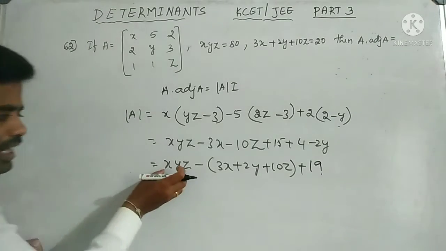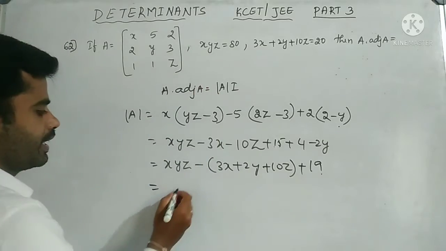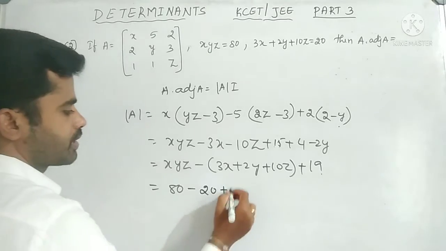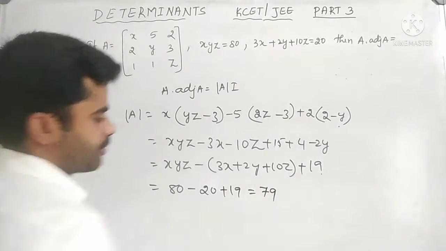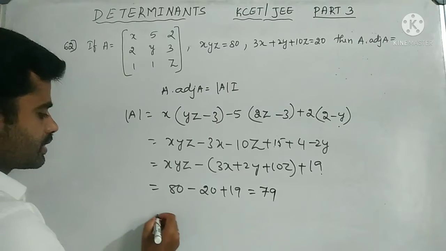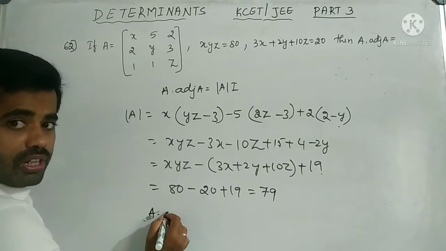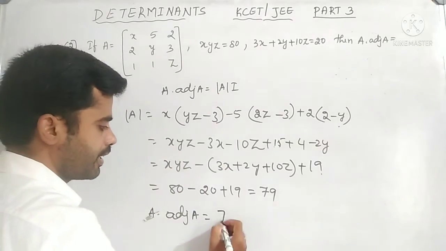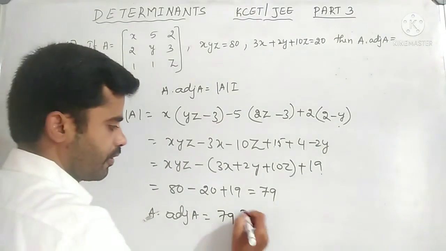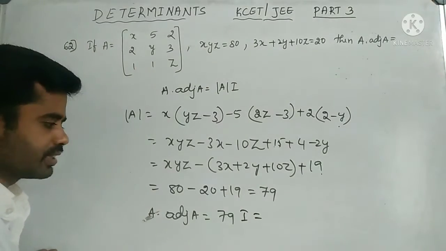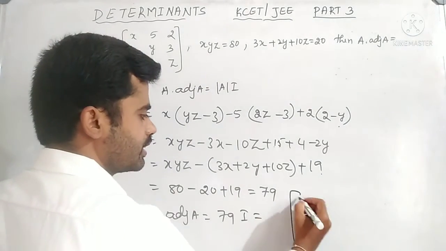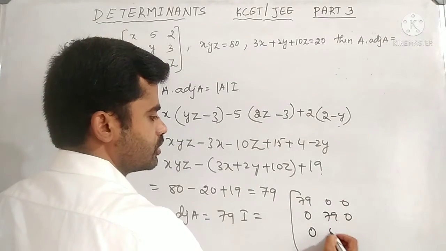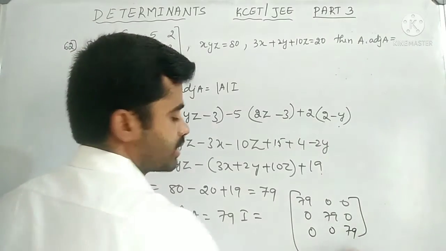Now they have given that xyz value is 80, minus this value they have given, which is 20, plus 19. This becomes 79. Now A times adjoint of A is equal to determinant of A, which is 79, times I. What you will get is 79. Now I means [79 0 0; 0 79 0; 0 0 79]. This is a 3 cross 3 matrix.